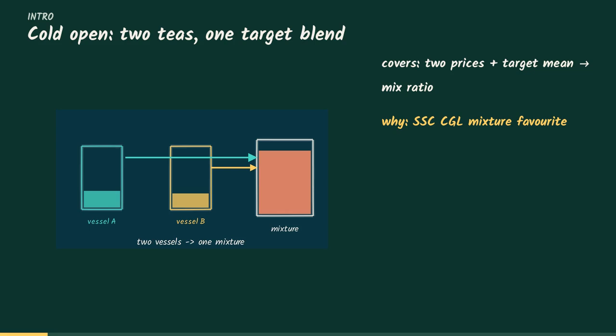Find the mix. SSC CGL Quant asks this constantly, and today you will leave able to name cheaper, dearer and mean, then read the ratio off the alligation cross without rearranging a weighted mean equation.